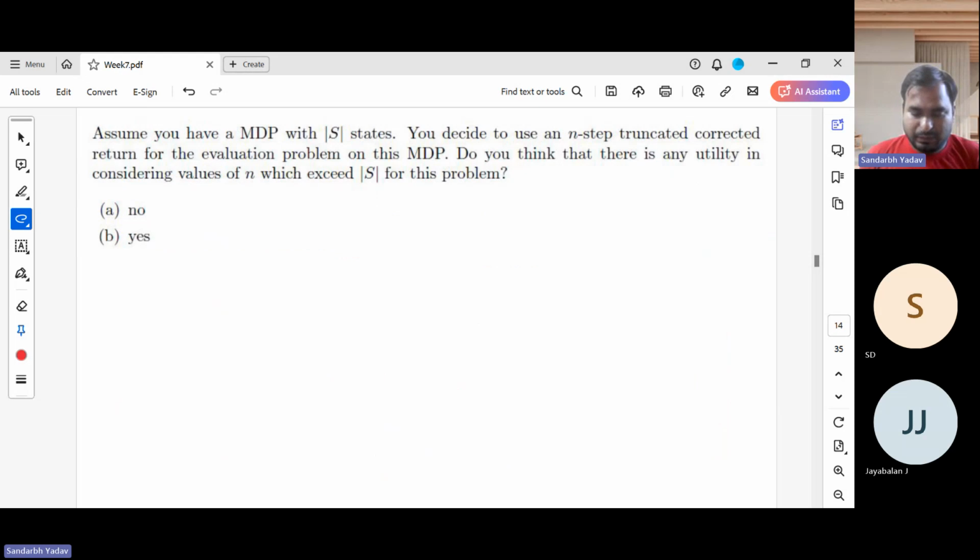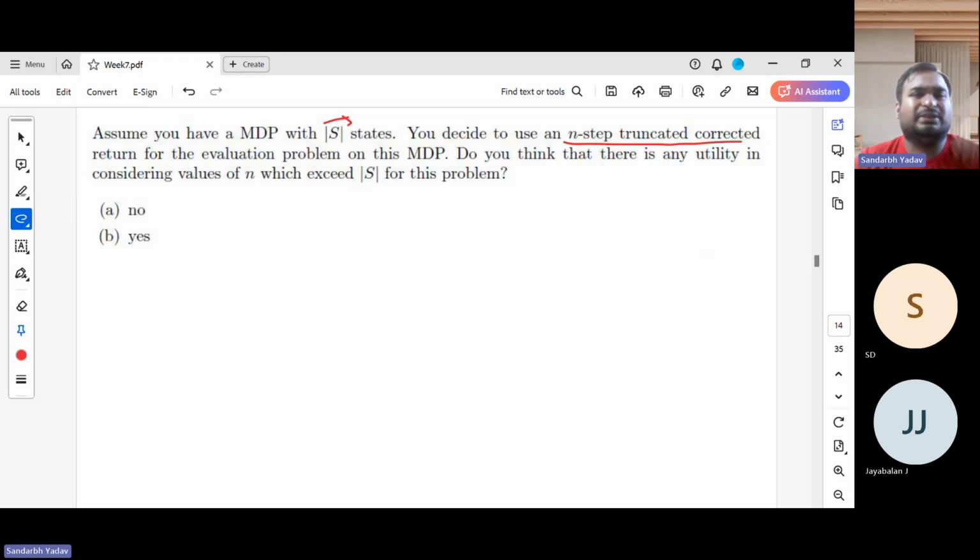Okay. So the third question says, assume that you have an MDP. S is the set of all states, and this symbol denotes the cardinality of states. So basically, how many states are there in that set? And you decide to use an n-step truncated corrected return for the evaluation problem on this MDP. Do you think there is utility in considering values of n which exceed this cardinality of states for this problem?